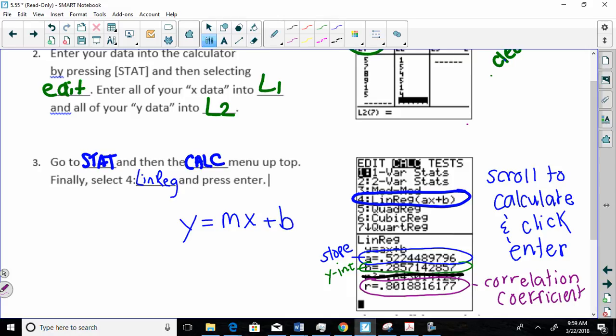Make sure you scroll to diagnostic. And now it's that. Okay. And then scroll to calculate. Click enter.